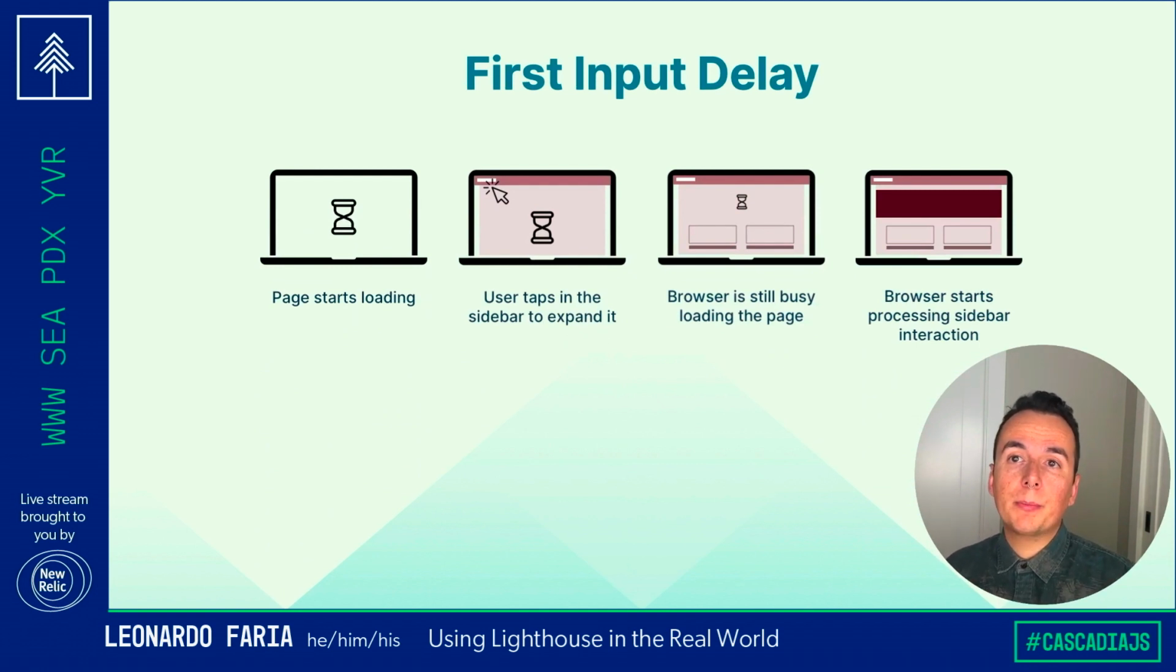Next, we have first input delay. FID measures responsiveness by tracking the delay between a user clicking on something and the browser executing the action. Lots of unwanted CSS, JavaScript, and third-party code will impact this metric.